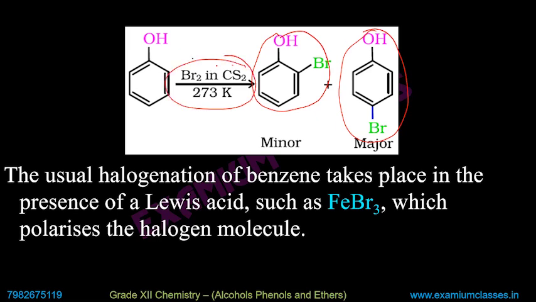Bromine in carbon disulfide at very low temperature, 0 degrees Celsius, 273 K. The usual halogenation of benzene takes place in presence of Lewis acids such as FeBr3. Here we are talking about phenol.